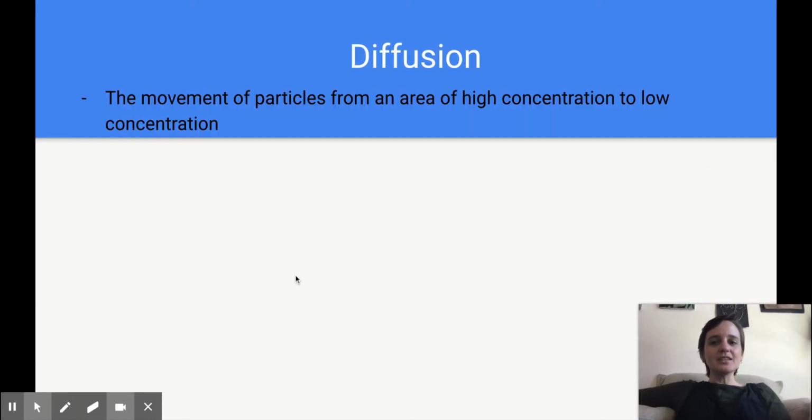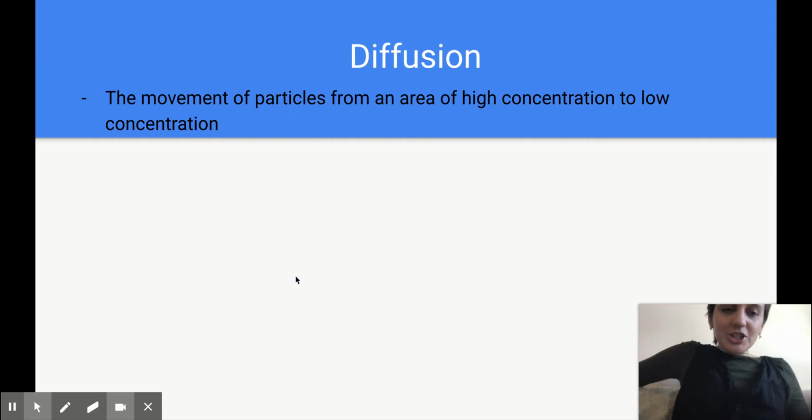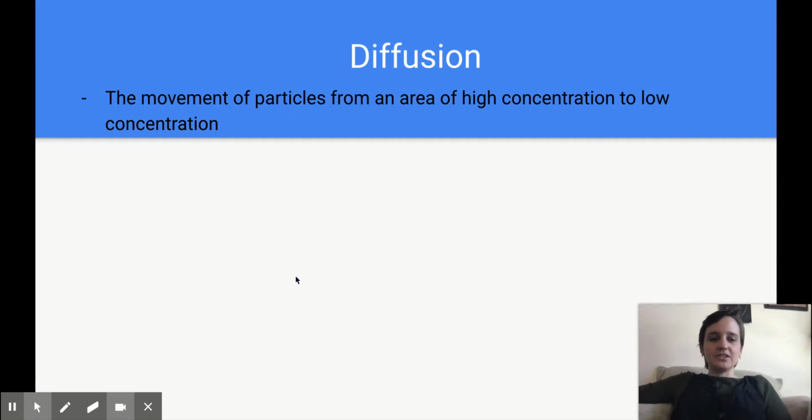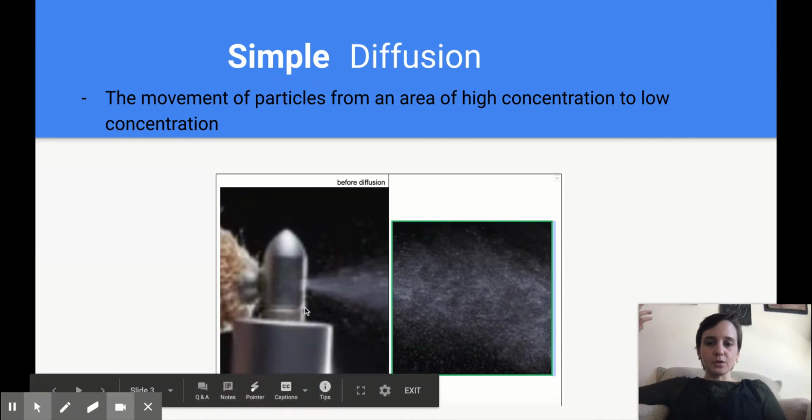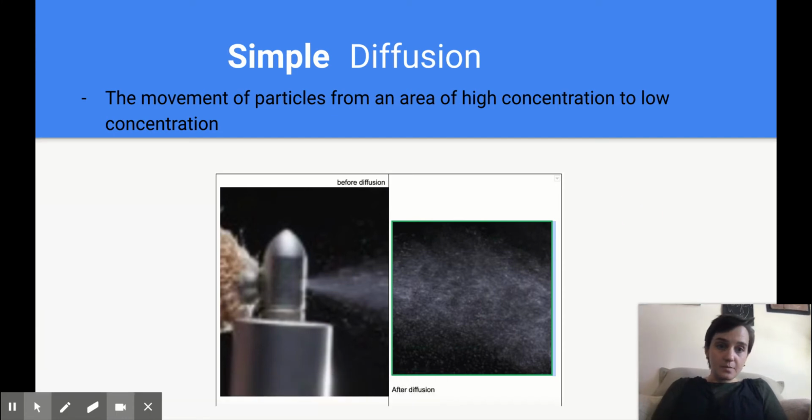Okay, so diffusion. This is, as you know, the movement of particles from an area of high concentration to an area of low concentration. So, this is basically what we call simple diffusion. This is things spreading out. And this was Lily's example, Liliana's example. Before diffusion, the particles are really close together, high concentration, and here they are spreading out. So really simple. And because it's really simple, we call it simple diffusion. Okay.